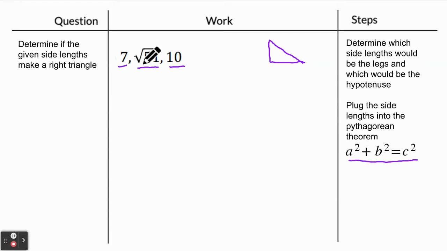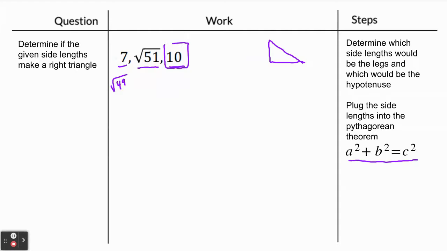We need to figure out what the square root of 51 is close to. Well, I know that the square root of 49 is 7. So 51 is just a little bit more than 49, which means this is just going to be a little bit more than 7. So I know it's definitely less than 10. So my hypotenuse is going to be 10 if this is a right triangle.